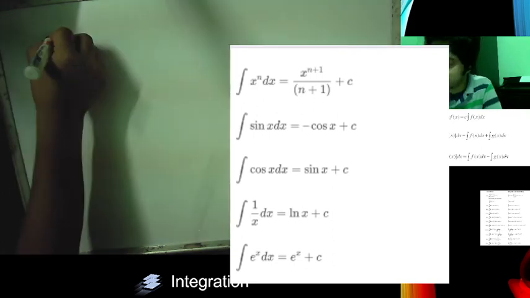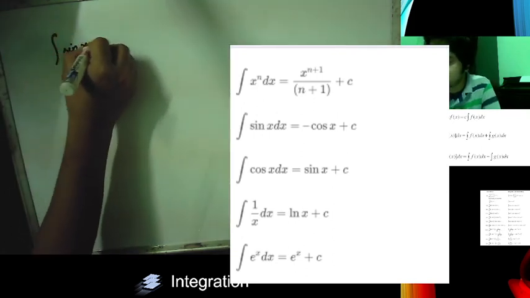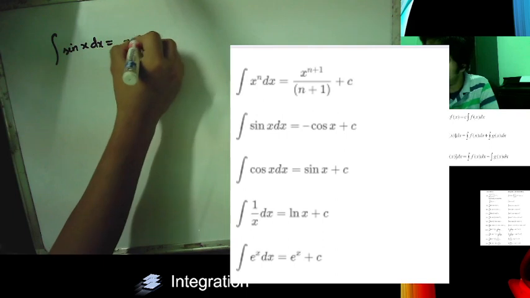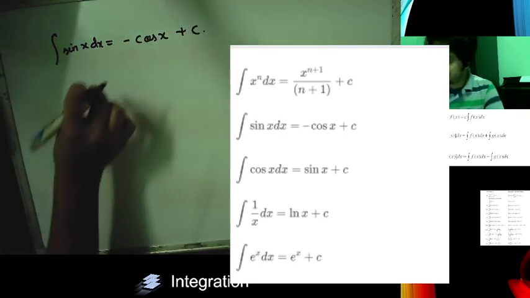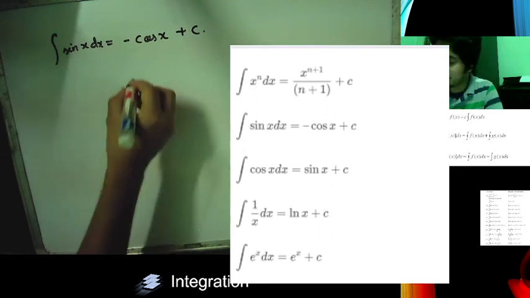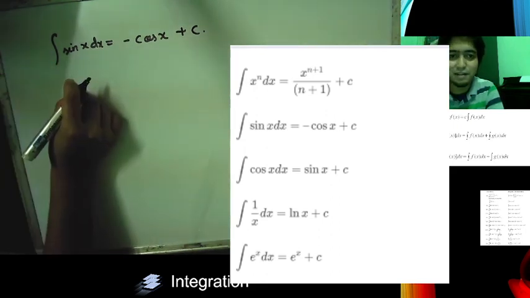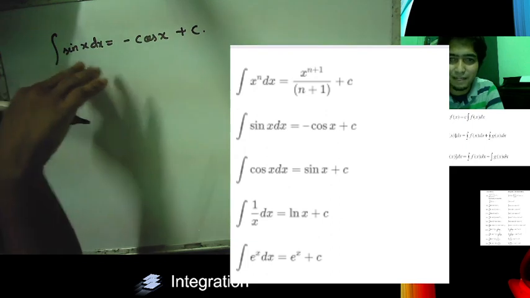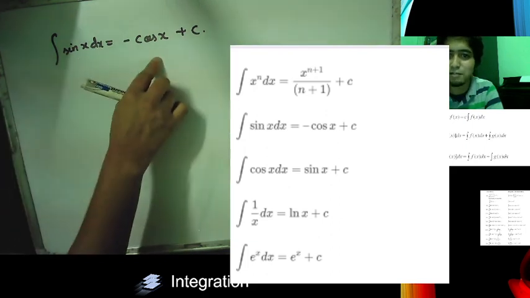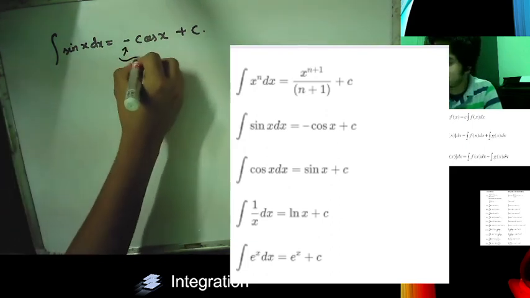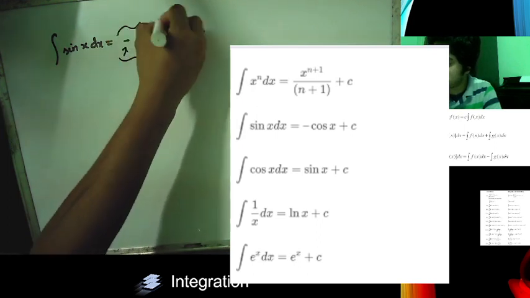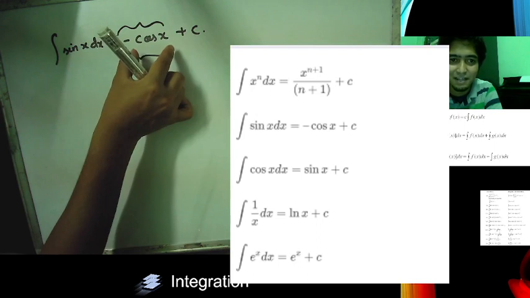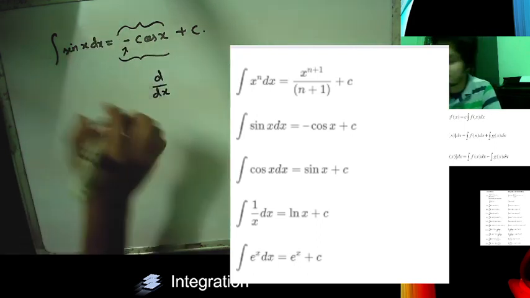Maybe if you're not clear, integration of sin x dx equals minus cos x plus c. So you notice over here that when you are differentiating sine, you are getting cos, but when integrating sine, you are getting minus cos. Why this minus? Because if you differentiate what is on the right hand side, you will get what is on the left hand side.